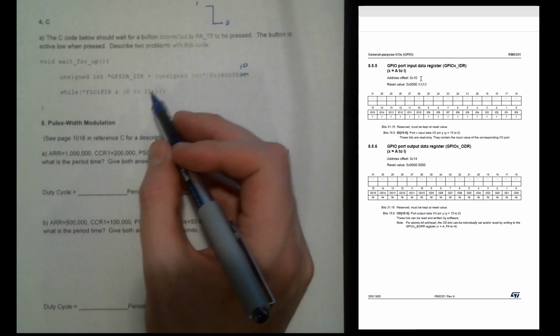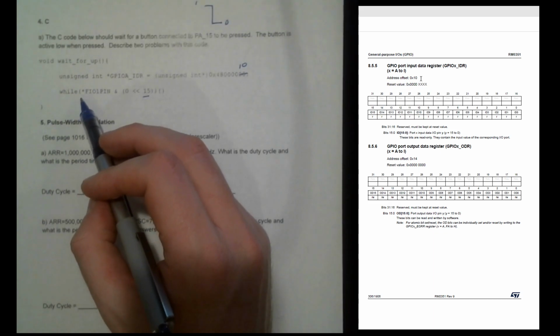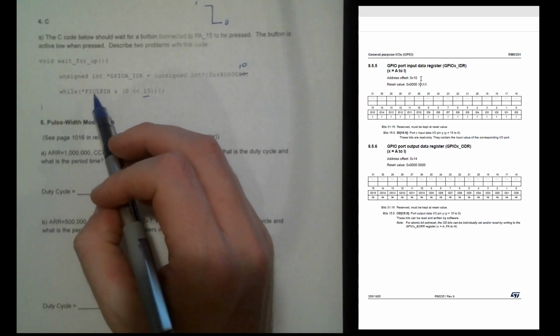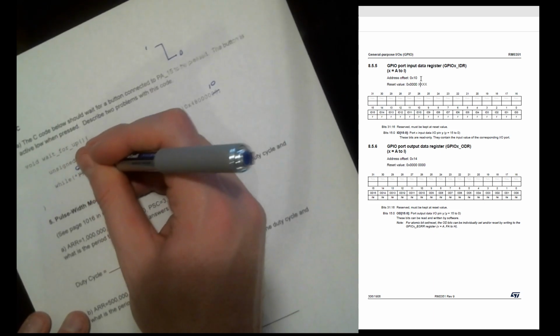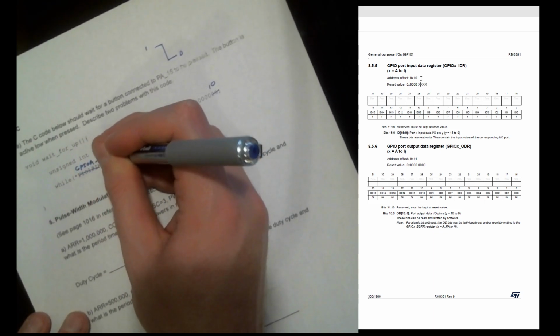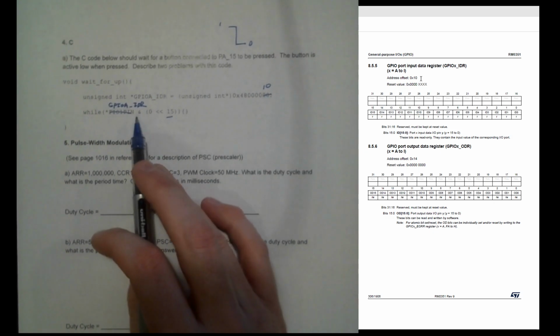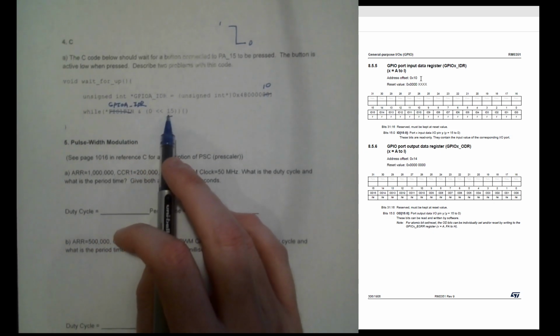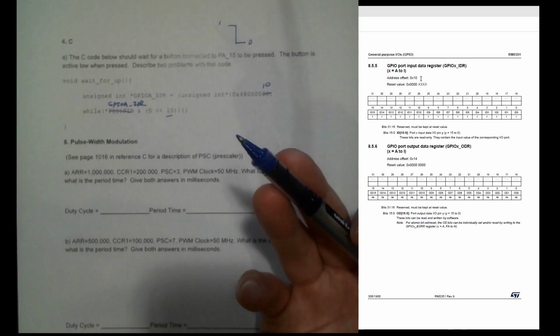We're looking at PA15, so this something shifted by 15 looks probably like it's right. But we're doing a while on the pin, and actually this is a mistake here. This should be GPIOA IDR. That's a mistake in the edits here. GPIOA IDR ANDed with 0 shifted by 15. So 0 shifted by 15 is still 0, right?